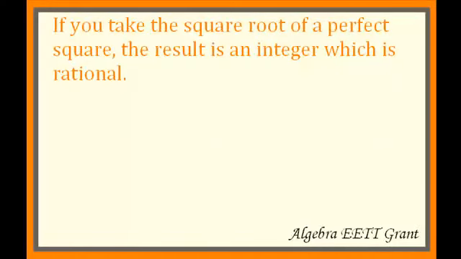So if you take a square root of a perfect square, the result is an integer, which is rational. An example of this would be the square root of 49. 7 times 7 gives you 49, so the square root of 49 is 7.